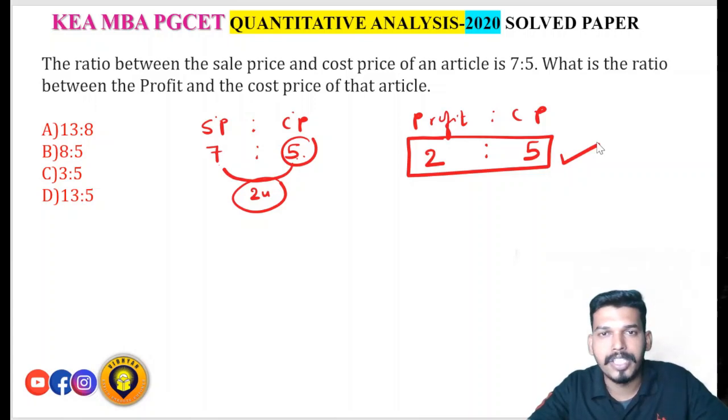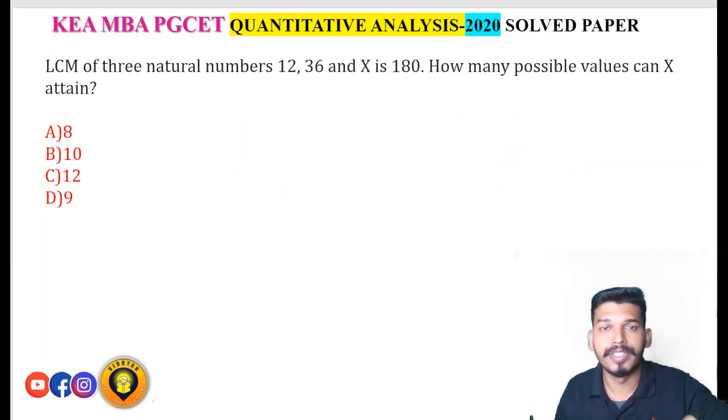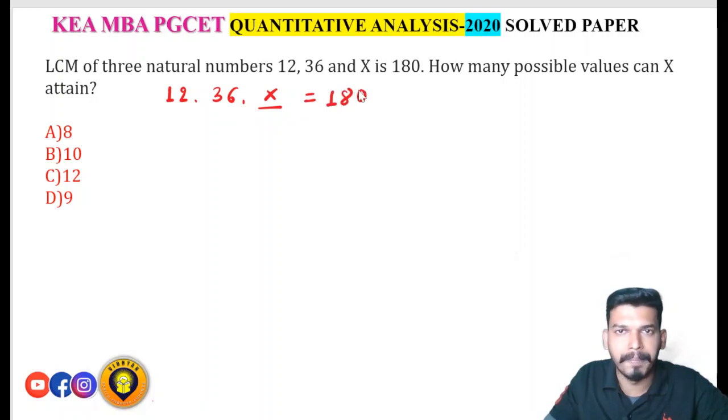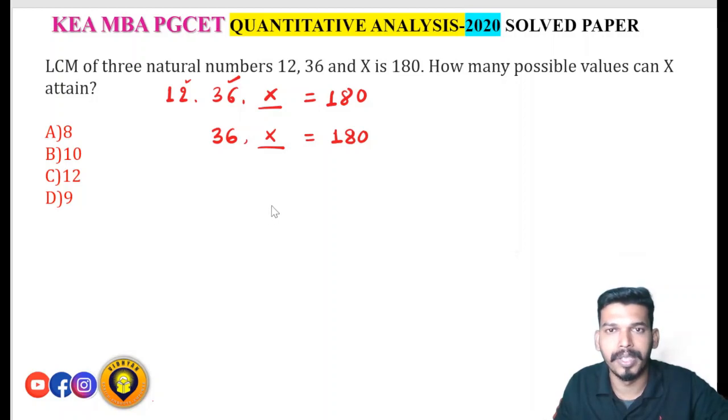Okay. Next one. The LCM of three natural numbers 12, 36 and x is 180. How many possible values can x attain? So in this case 12, 36 and x, the LCM is equal to 180. What is the LCM of 12 and 36? It is 36. So first find the LCM of these two. Now you have to find the LCM of 36 and x. That should be equal to 180. So now, 36 is one of the factors of 180, right? 36 into 5 is 180.